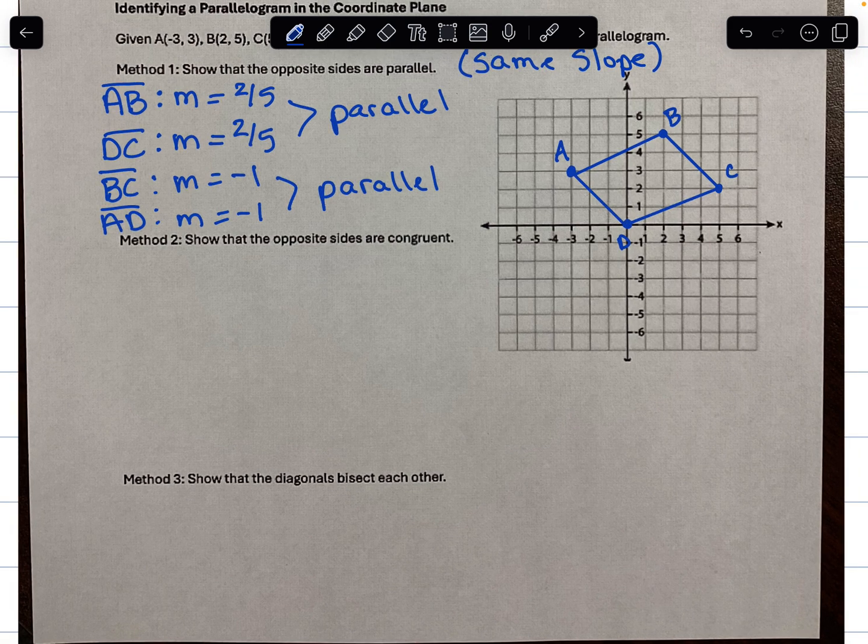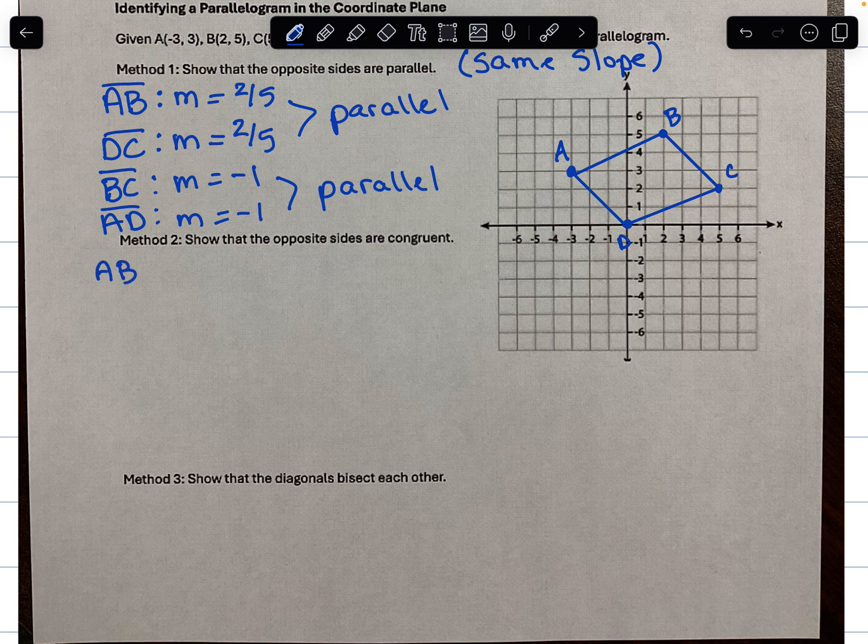Method 2 says to show opposite sides are congruent. How would I be able to show that opposite sides are congruent? What would I have to know? Not a trick question. The length. Yeah. How can I find the length? What are you going to have to use? Distance formula. Okay.